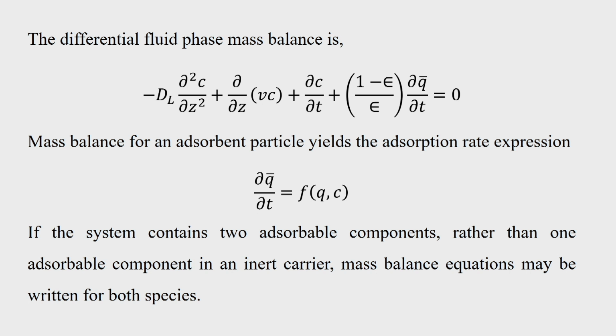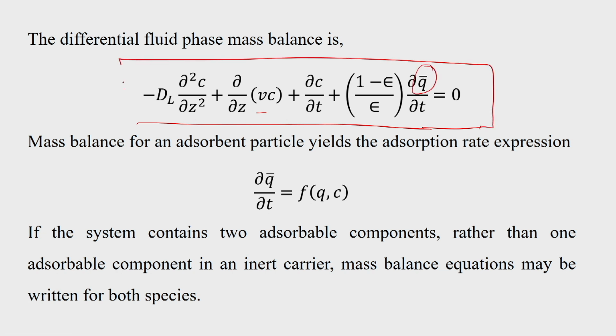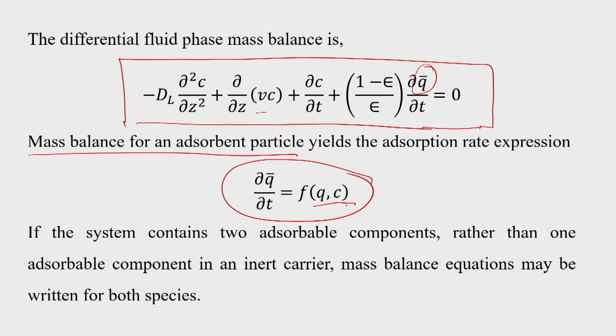Okay. So, the differential fluid phase balance will be like this: minus D_L into del square C by del Z square plus del by del Z of V into C plus del C by del T plus (1 minus epsilon) by epsilon into dq by dT is equal to 0, where this q is, we can say, the volumetric flow rate of the adsorbent. And we can see this mass balance for the adsorbent particle, or the adsorption rate expression, del q by del T, that is a function of q and C.